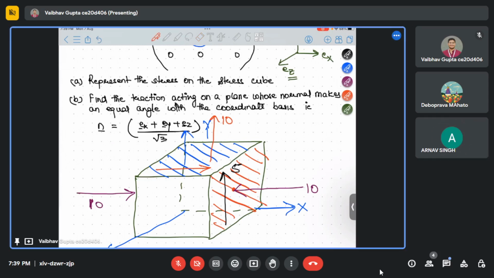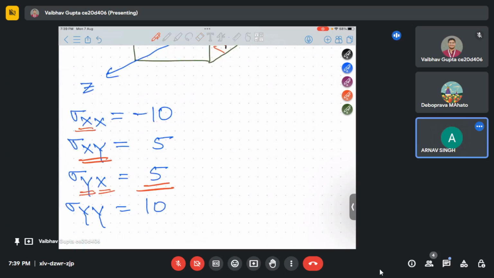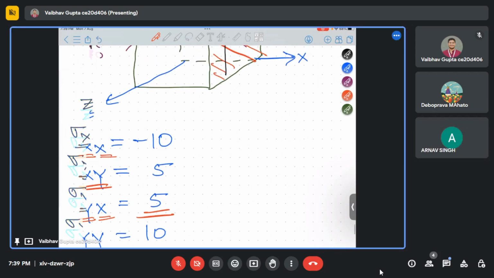Good. Just understand the meaning of these things: first means plane, second means direction. Then you can draw it.